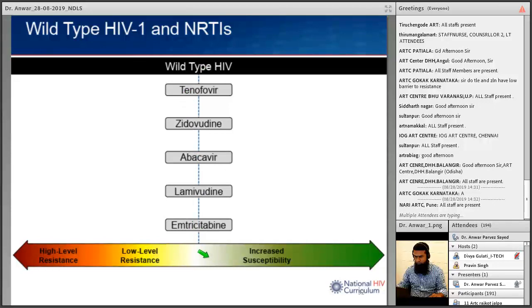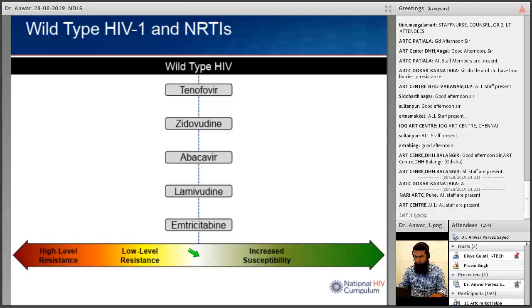On the left side, it is high level resistance. On the right side, it is increased susceptibility, which I was talking about just now. That if there is presence of a few particular mutations, which may cause resistance to some particular drug, the same mutation can cause increased susceptibility of some other drug to that particular wild type of HIV virus.